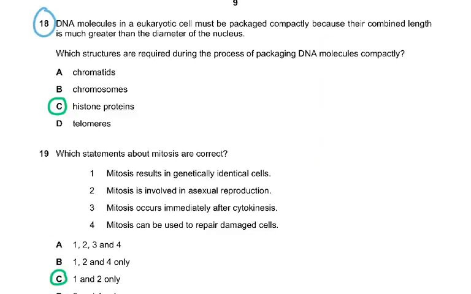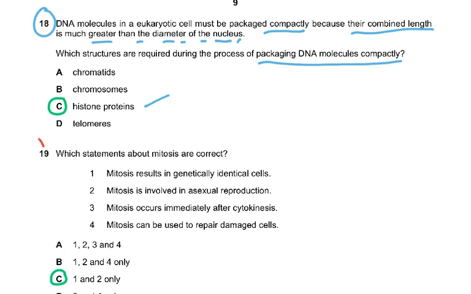Question 18. Simple DNA molecules in a eukaryotic cell must be packaged compactly because their combined length is much greater than the diameter of the nucleus. Just like you have a reel of thread. If you've ever used a sewing machine and you put that reel of thread on the top, well, that thread is pretty long, it's yards and yards long, but then of course it's all wound around a spool. Which structures are required during the process of packaging DNA molecules compactly? Histone proteins. The rest of it was all rubbish.